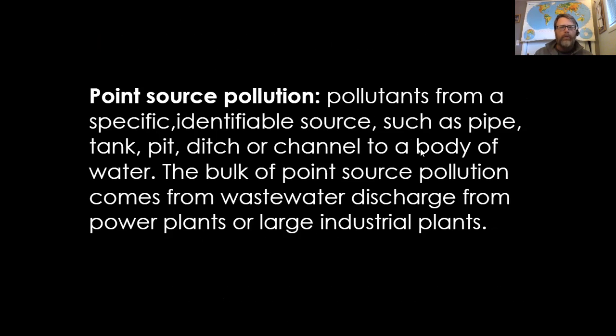As we go forward, we're looking at point source pollution, and this is what our assignment is going to be over: point source pollution, or what is non-point. Point source pollution is pollutants from a specific identifiable source, such as the tailpipe of a car, or a tank, or a pit, or a ditch, or a channel, or a body of water. The bulk of the point source pollution comes from wastewater discharge or from power plants or large industrial plants. So notice here they're not just talking about air pollution, because it's very hard to talk about air pollution without also talking about water pollution.